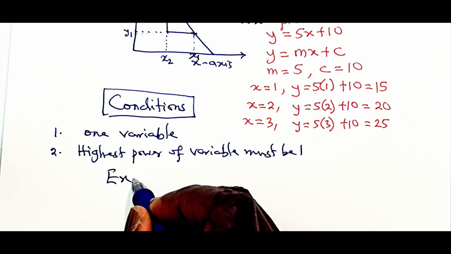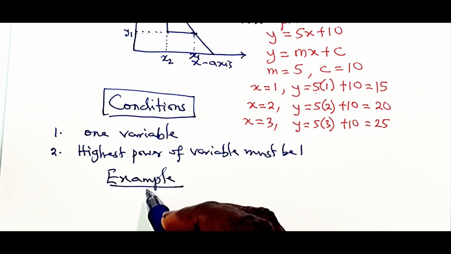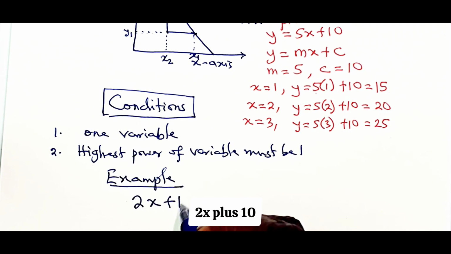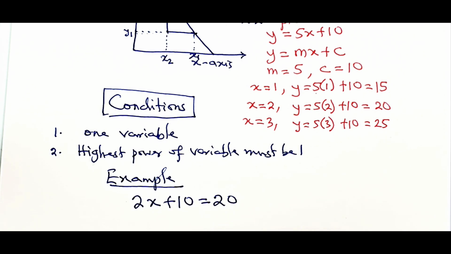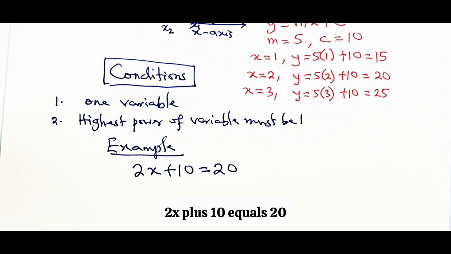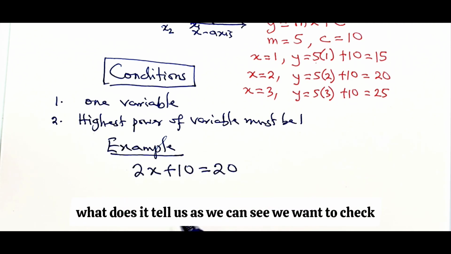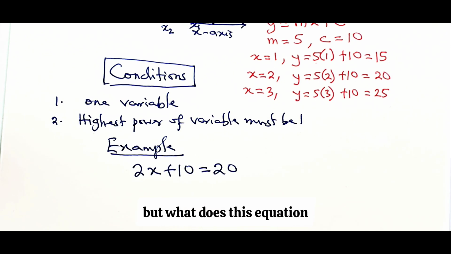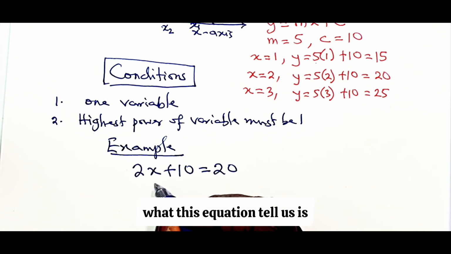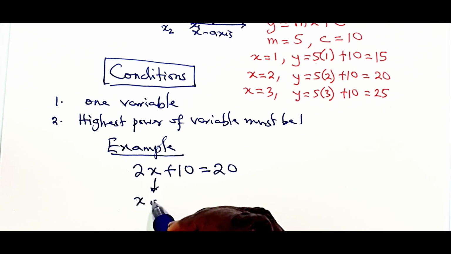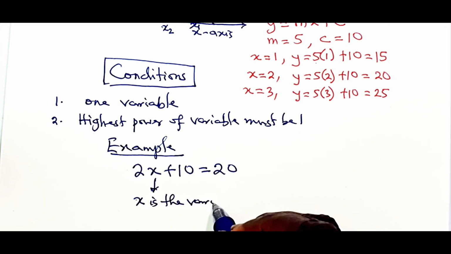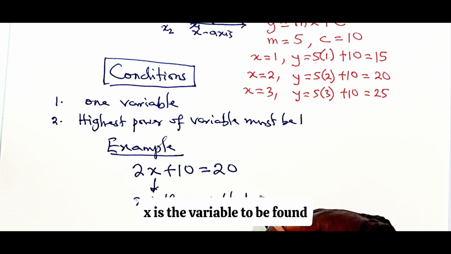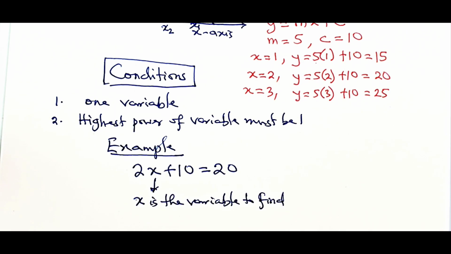If we have 2x plus 10 equals 20. What does this equation tell us? As we can see, we want to check if it is a linear equation in one variable. What this equation tells us is that x is the variable. X is the variable to be found, or x is the variable to find. That is what we are looking for.